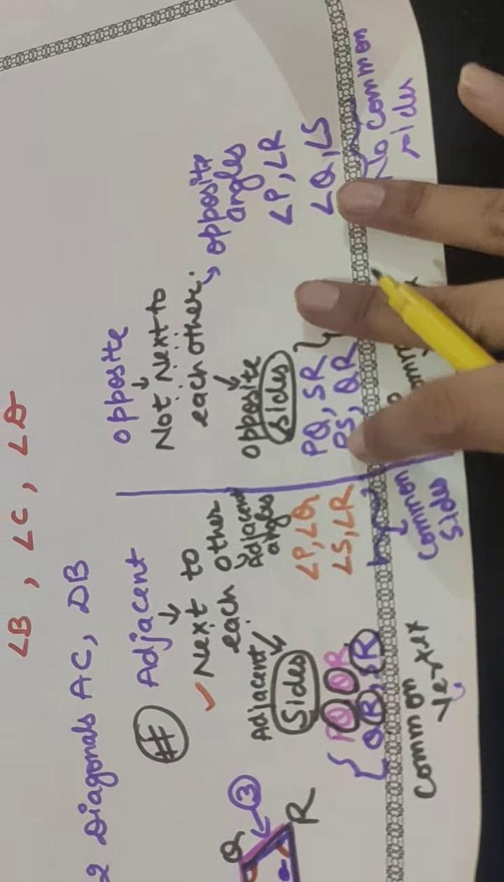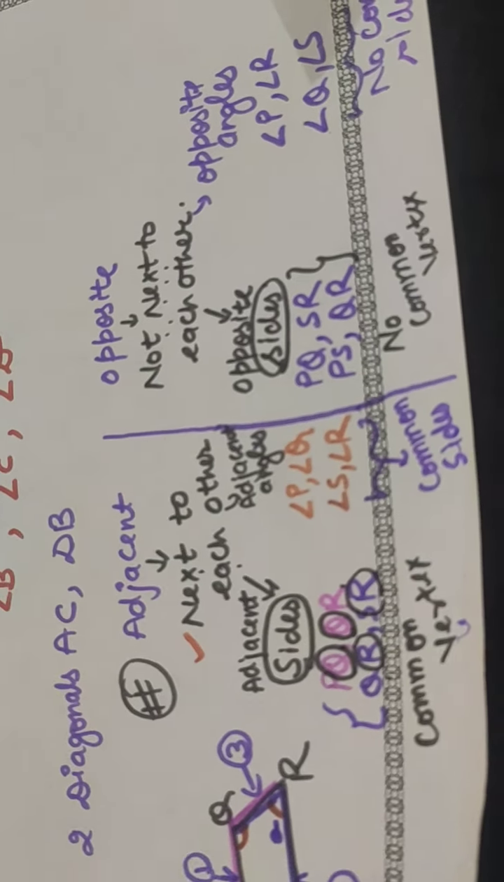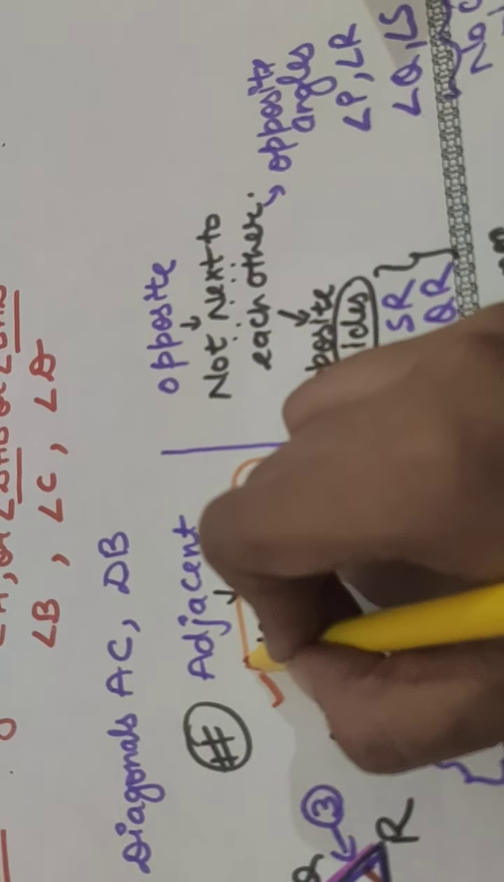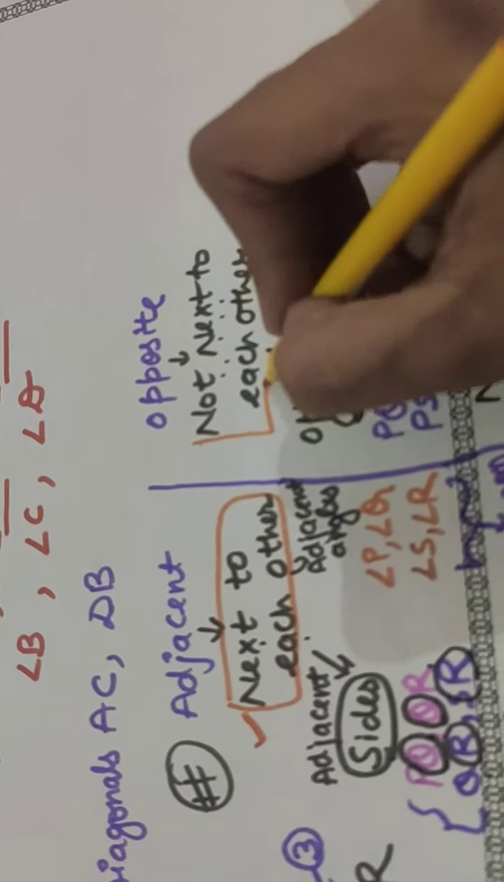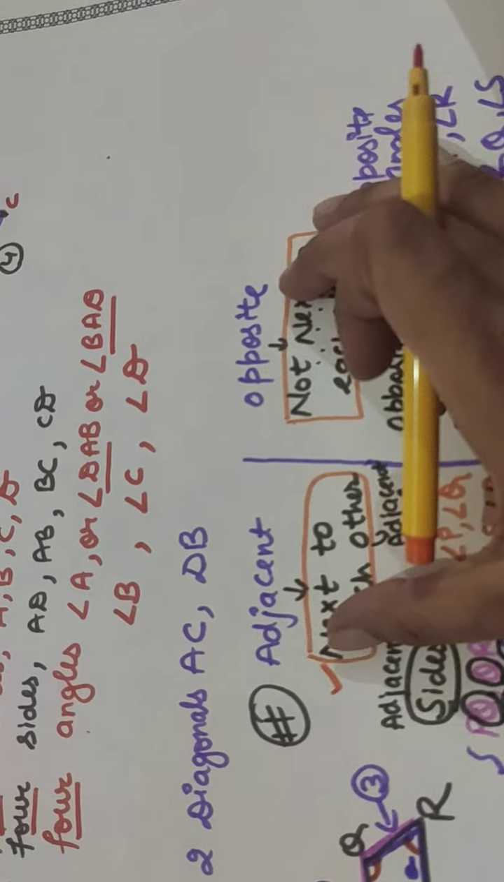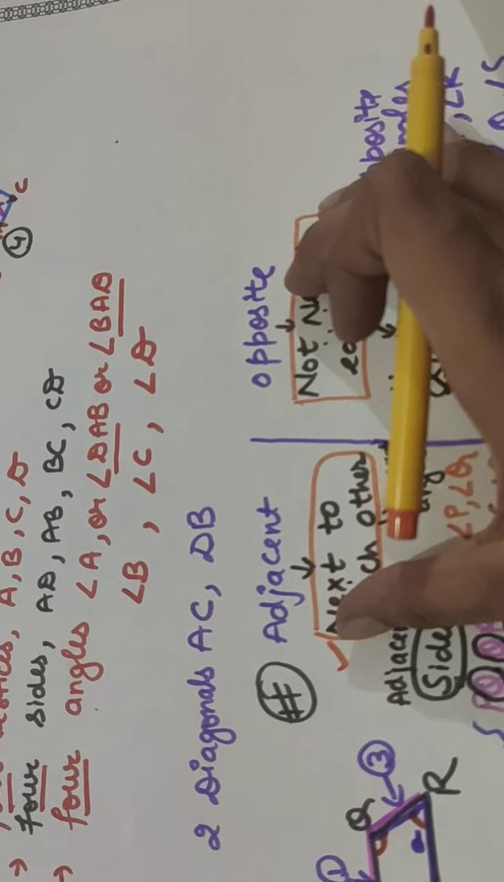Don't get confused, just go with this definition. You just have to remember this definition: next to each other, adjacent; not next to each other, opposite. So this is all about the basics of adjacent sides, adjacent angles, and opposite sides, opposite angles.